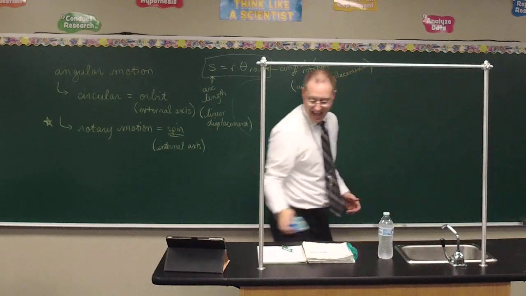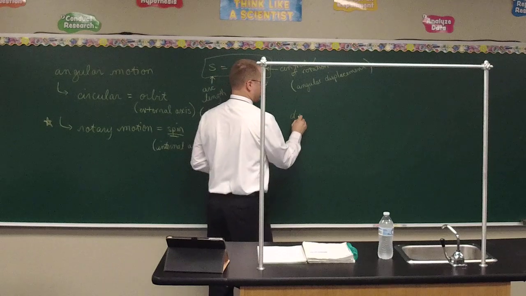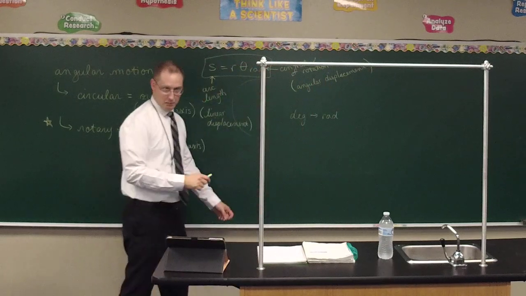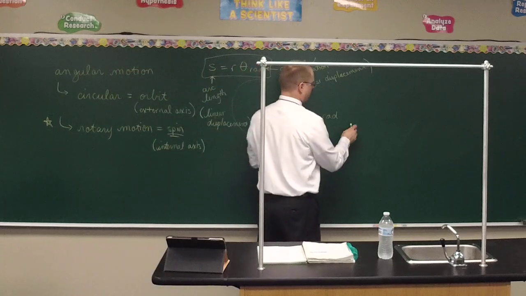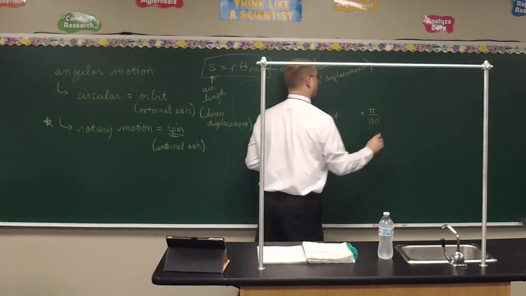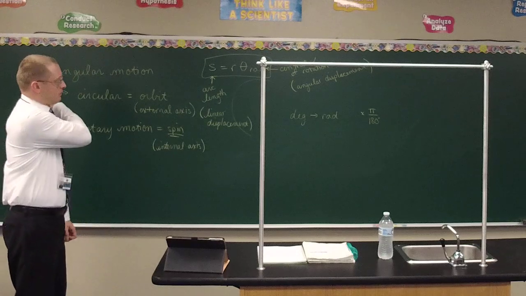If you happen to have degrees and you want radians, this is normally how things will go in this class. You have degrees and you want radians, because we can't use degrees. This has to be in radians. If we have degrees and want radians, we're going to multiply by pi over 180 degrees. And that'll get rid of the degrees.